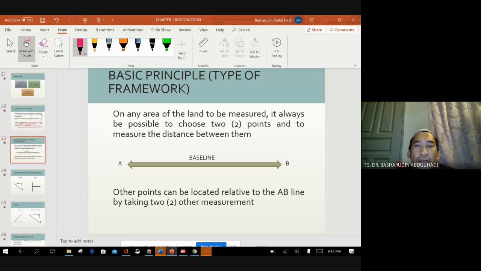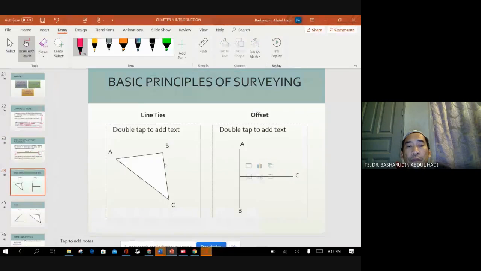Basic principle, type of framework. On any area of land to be measured, it is always possible to choose 2 points to measure the distance between them, for example station A and station B. So we take it as a baseline. Other points can be located relative to the AB line by taking 2 other measurements. For example, the basic principles of surveying: number 1, line ties. Number 2 is offset.